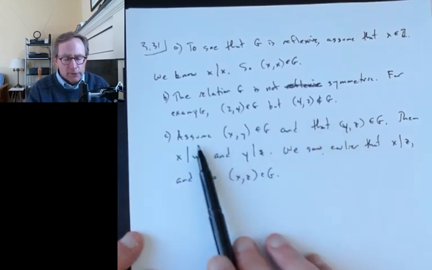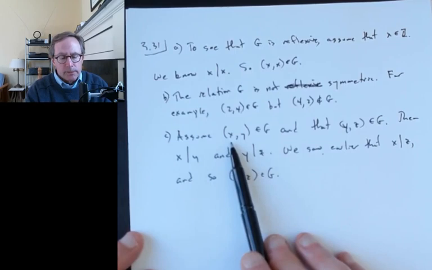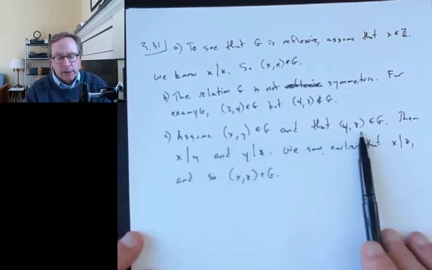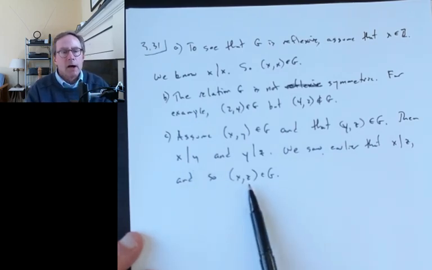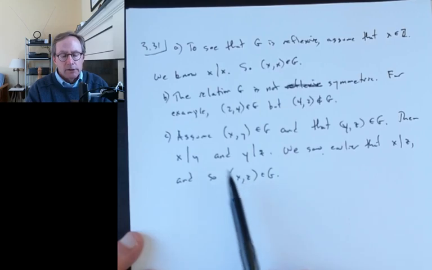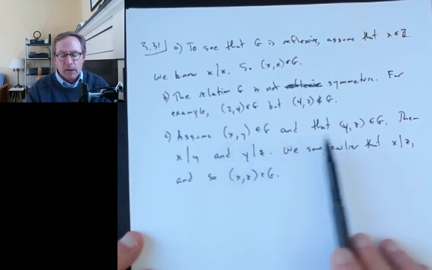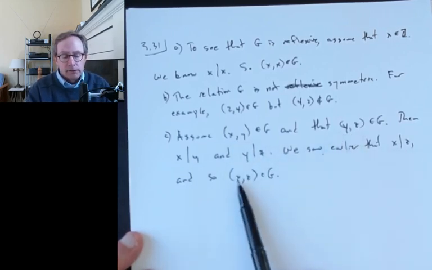And likewise for C. To show something is transitive, you assume that x comma y and y comma z are both elements of G, and then you go on to show that therefore x comma z is an element of G. To show something isn't transitive, the best thing to do is to name a specific x comma y and y comma z for which there's no x comma z.